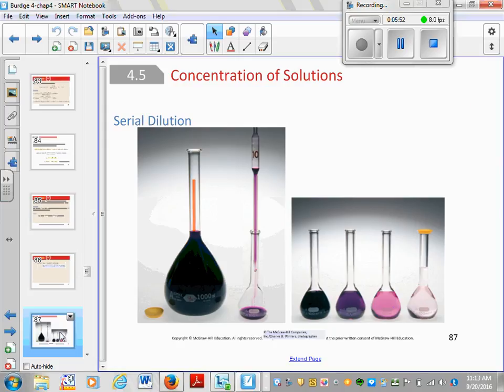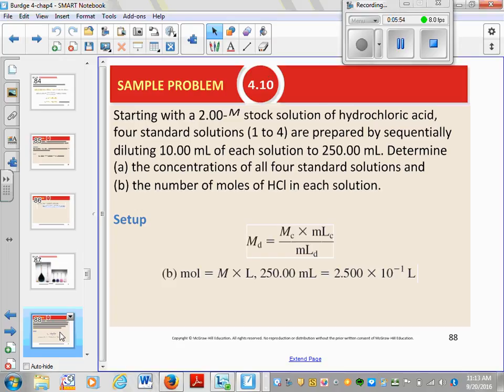So here we're starting with a 2 molar stock solution of HCl. We're going to make 4 standard solutions. We're going to dilute 10 mLs of each solution to 250 milliliters. So we have to determine the molarity of the 4 standard solutions. So using the same equation, but we see it here rearranged, the molarity of the diluted solution is equal to the molarity of the concentrated solution times the milliliters divided by the milliliters of the dilute.